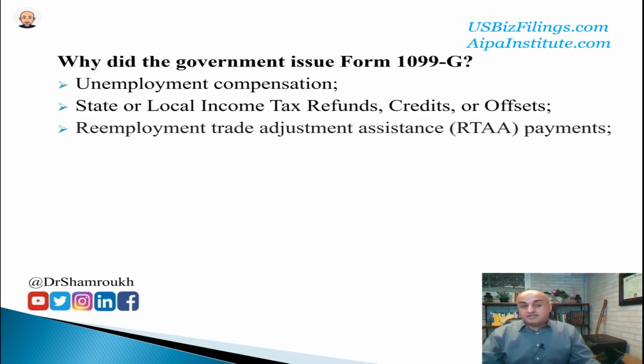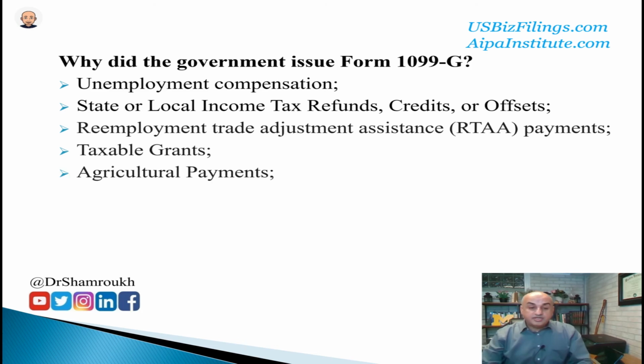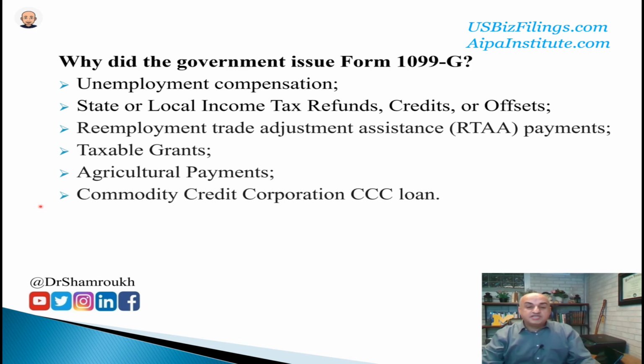The other situation that you might expect to receive Form 1099-G from the government is if the government issued Reemployment Trade Adjustment Assistance, RTAA, that I mentioned earlier, that is reported in box 5. Also, there are some grants that are taxable. So if you received any grants of this sort, they will include the amount in this form. Other situation, agriculture payments, if any. And finally, you expect to receive the 1099-G if the government issued any Commodity Credit Corporation, CCC, loans to you.